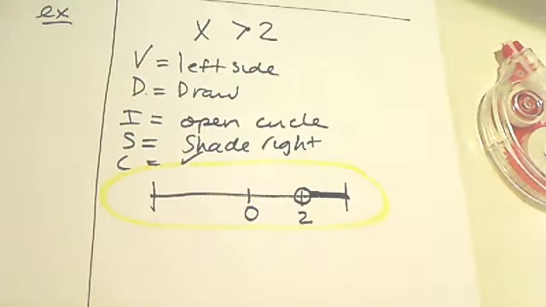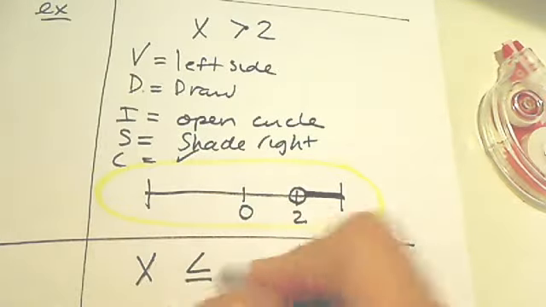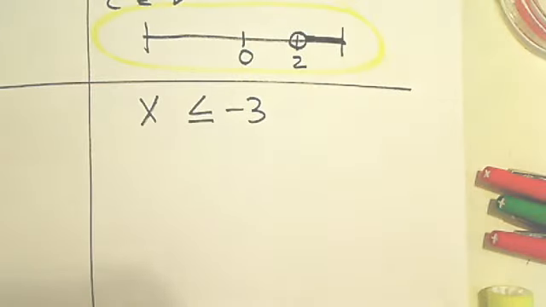Tonight, it's one step. It's really easy. Tomorrow, it's going to get bigger and bigger and bigger. Do this on your own: X is less than or equal to -3. Let's hurry, please. X is less than or equal to negative 3.